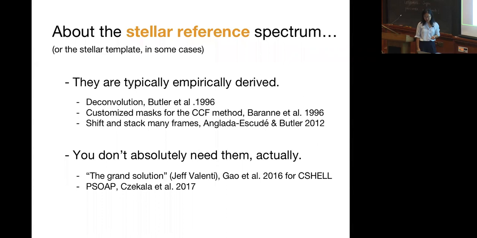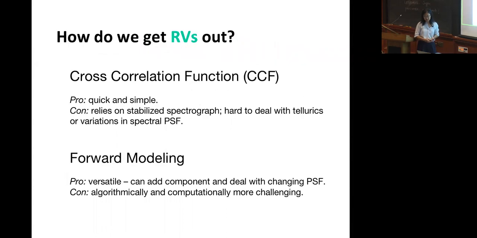All right, just to summarize, how do we get RVs out? We have CCF and forward modeling. They both have their pros and cons. The CCF method is quick and simple. As you can tell, it's very elegant. You just step through in wavelength space. One thing you want to be careful about is that you're not really stepping, right? You have to stretch the spectrum if you work in wavelength space.